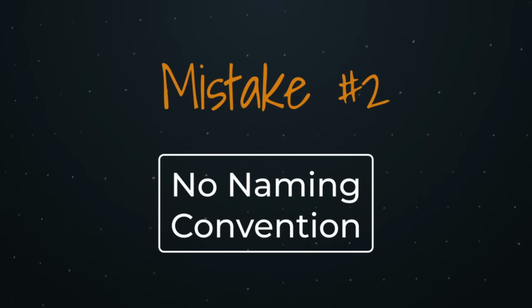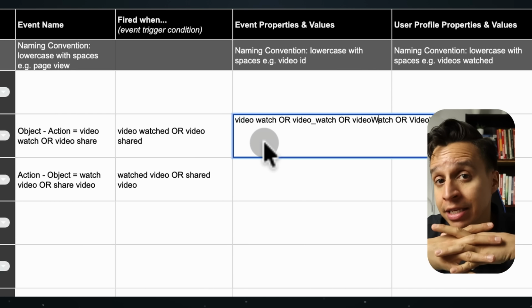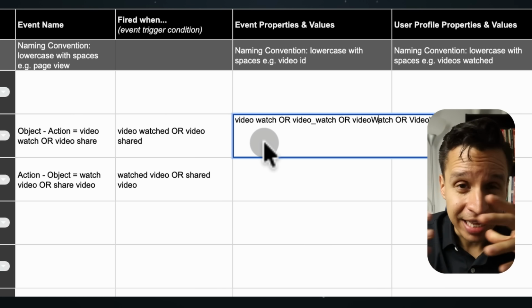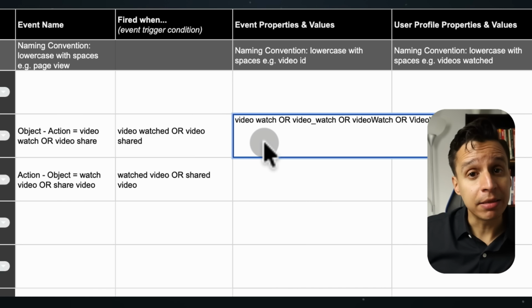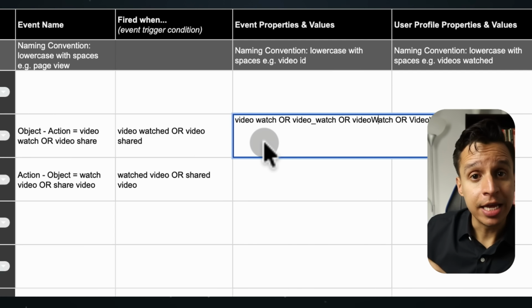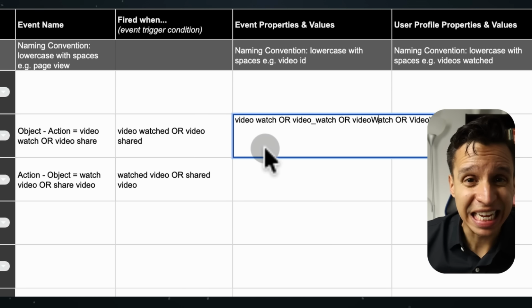Amplitude also has some cool tools to help you enforce naming convention. And in the worst case scenario, if you ever make a mistake, there's also ways to merge events into a single one. But again, those are all actions that you're taking once you make the mistake. You can save yourself a lot of headaches by trying to prevent the mistake from the beginning. Now that we have our naming convention and we know what the building blocks are, now we can start to actually create the plan itself.